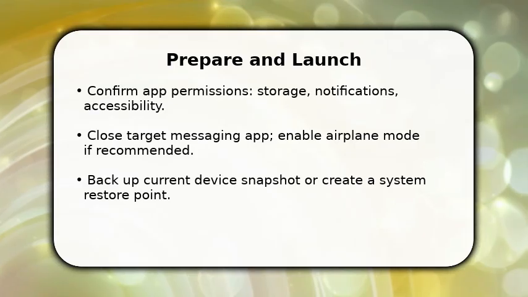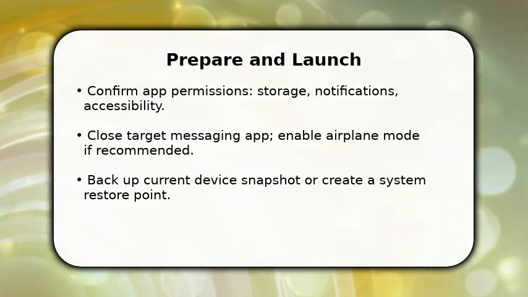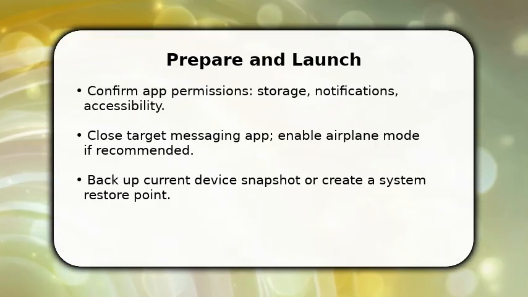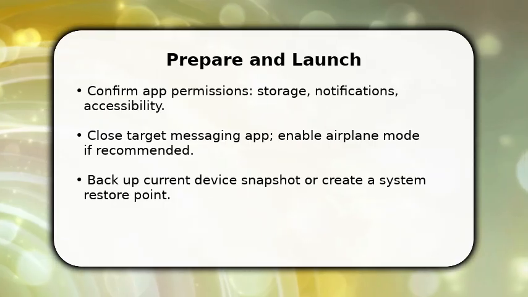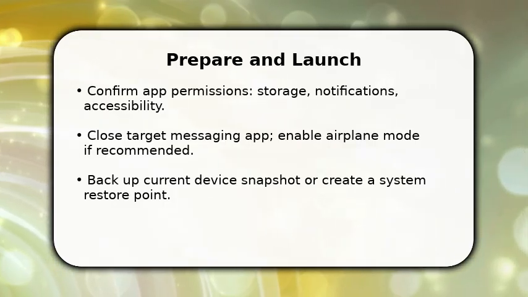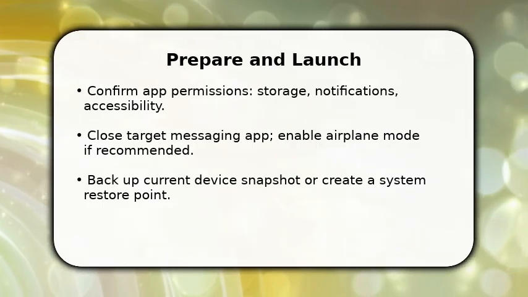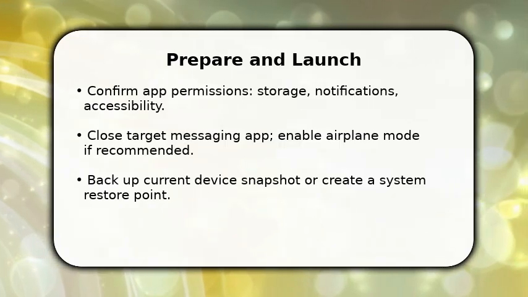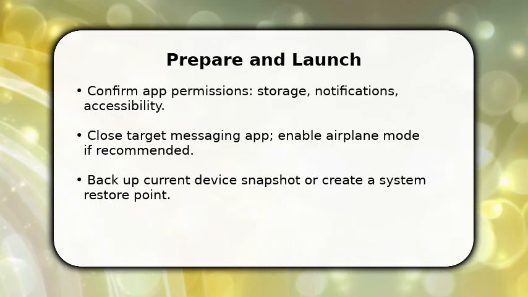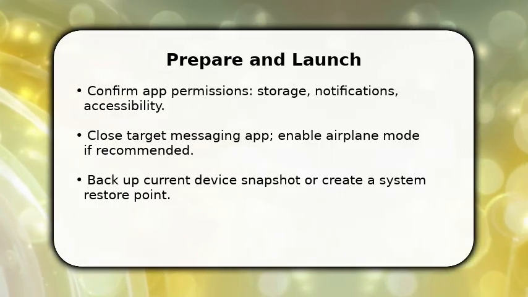You start by granting the recovery app its required permissions so it can read notifications and stored caches. This is essential because without access it cannot capture deleted data. Once done, close the messaging app you want to recover from to stop overwriting caches and optionally enable airplane mode to freeze incoming changes. Make sure to create a quick backup or restore point. That backup gives you a safety net in case the recovery process alters files.